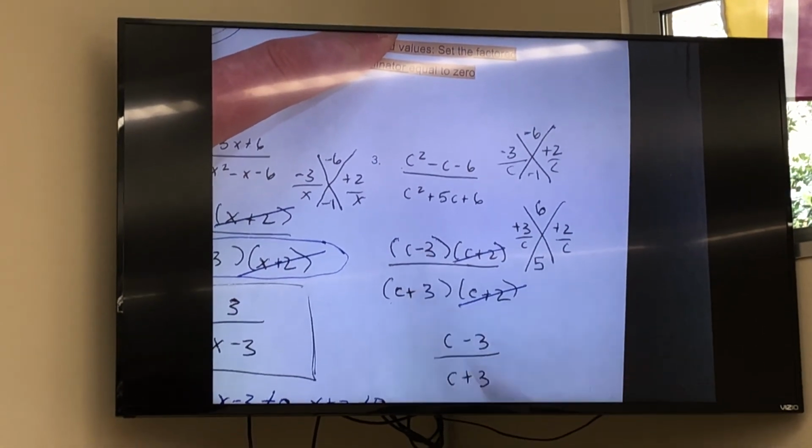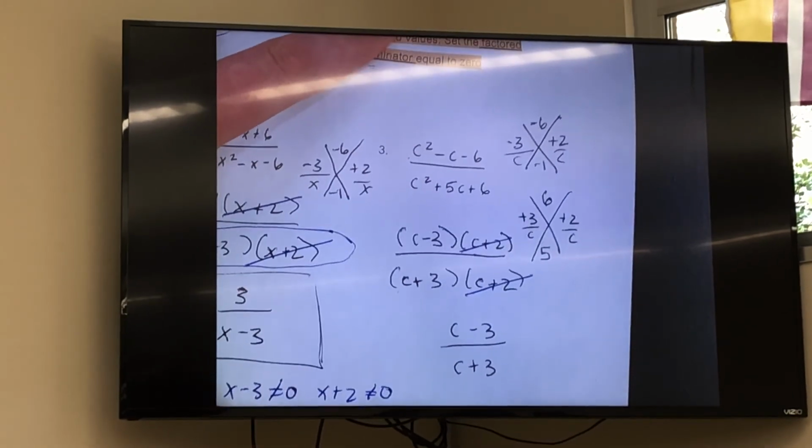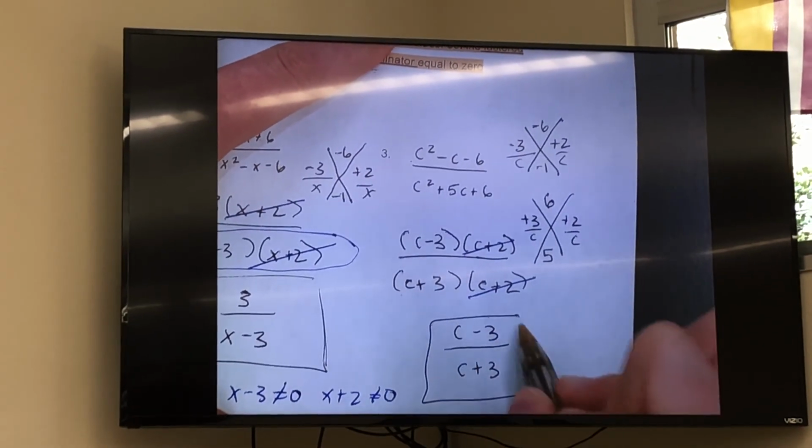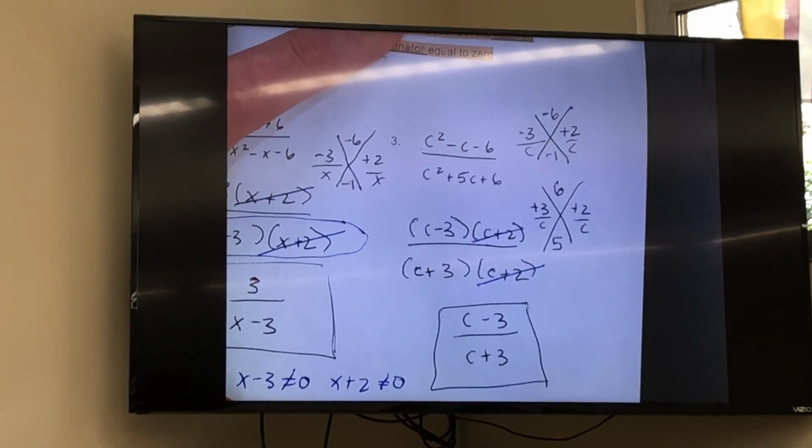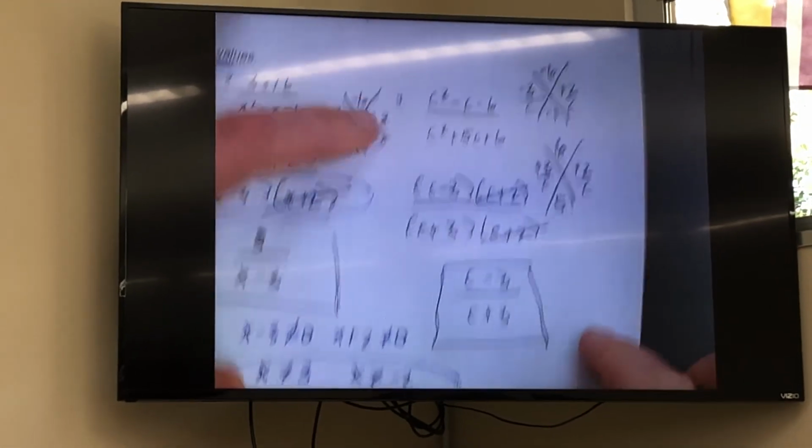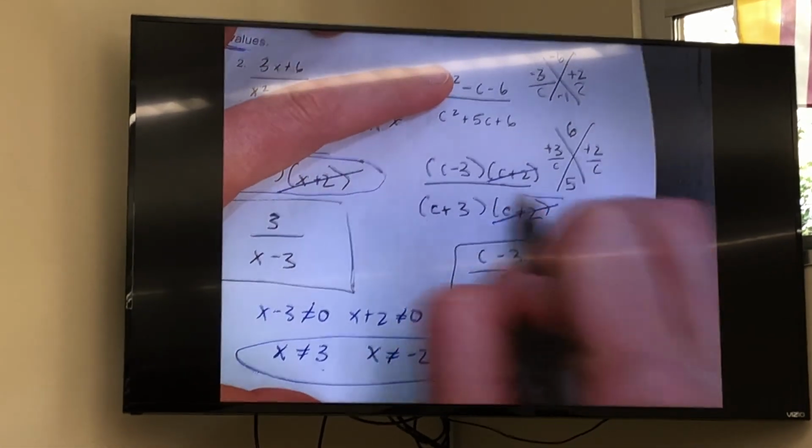Again, I took the parentheses off there, but if you want to leave them on, that would be sufficient as well. Boom. All right, am I done? What about your excluded values? Oh, yes. Come back here.